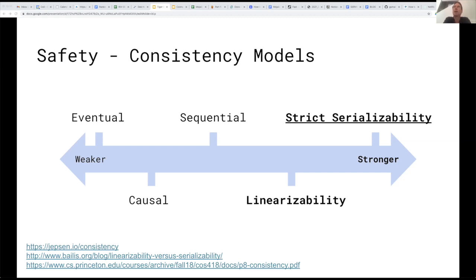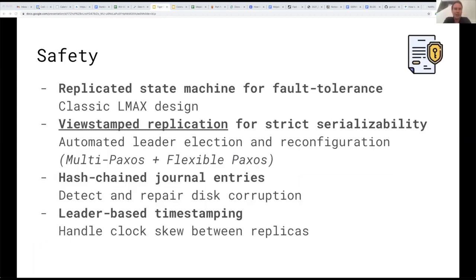We want to be able to do payment versus payment if we need to. We want to have a full view of the world, be able to change any part of it. And the good news is we can do it without sacrificing performance. So how do we do strict serializability?